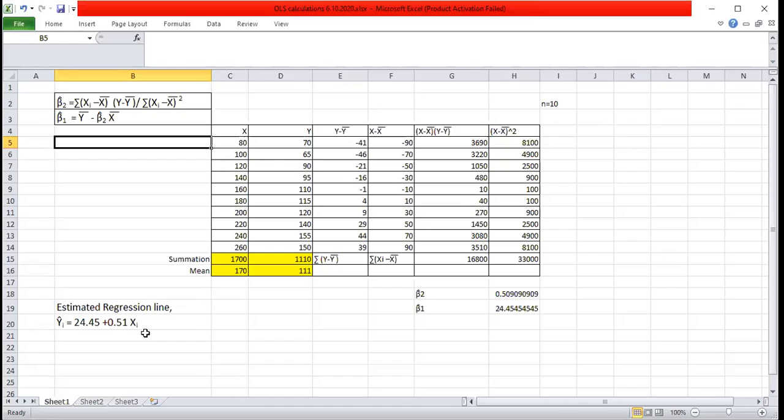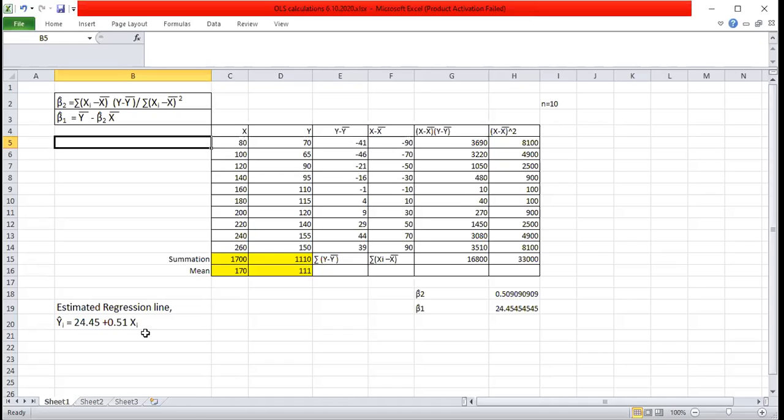If x is 0, what is y hat? Yes, Professor. If x equals 0, what will be the y hat? 24.45. It will be beta 1. That will be one point, okay? Can you find one more point?